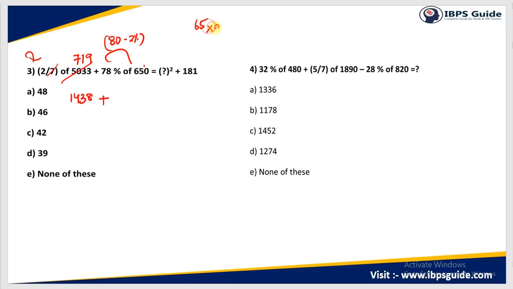So I have to find 80%. So multiply by 8. 65 multiplied by 2 is 130. Okay, 130 multiplied by 4, that is 520. So this is 520. And then I have to subtract 2%. 1% is 6.5, so 2% will be 13, right?